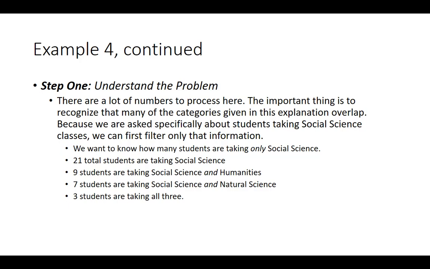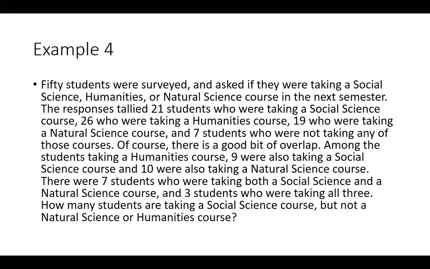We want to know how many students are taking only social science. 21 total students are taking social science. 9 are taking social science and humanities. 7 are taking social science and natural science. And 3 are taking all 3. Those numbers come from the big long problem.